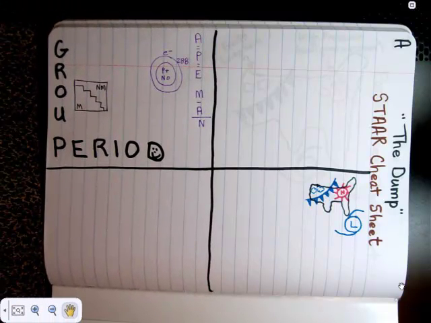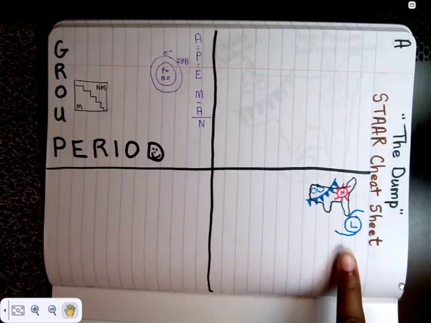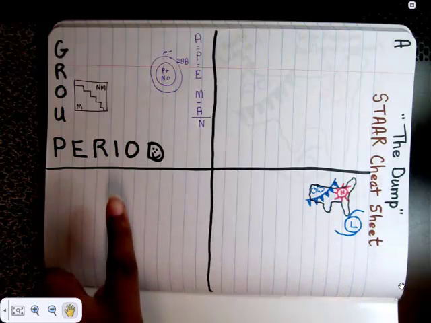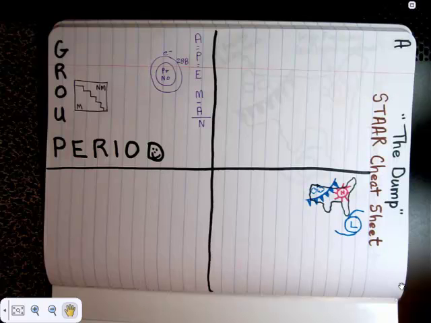Hello, today we're going to take a look at the chemistry portion of the STAR cheat sheet, otherwise known as the dump. In the back of your ISN, we have labeled some pages. Page A is where we're keeping the whole cheat sheet, and this is what you need to add on to your cheat sheet. We previously did the weather, and today we're working on adding the chemistry portion.